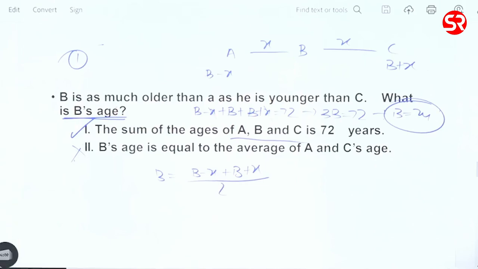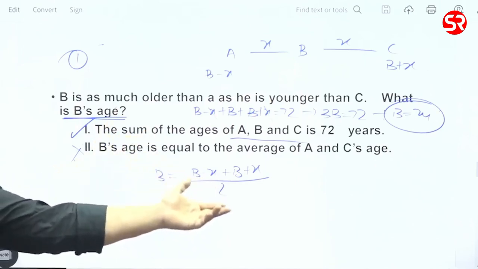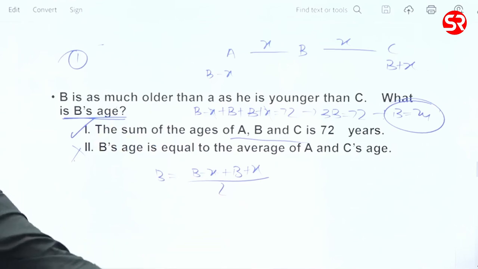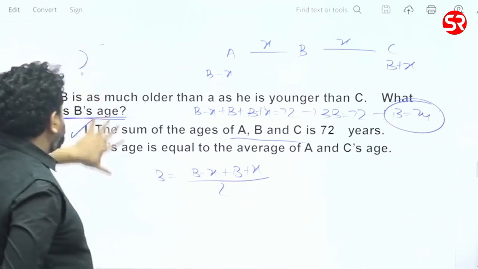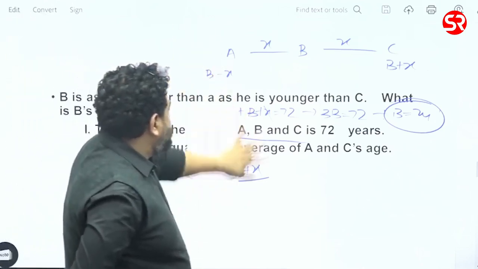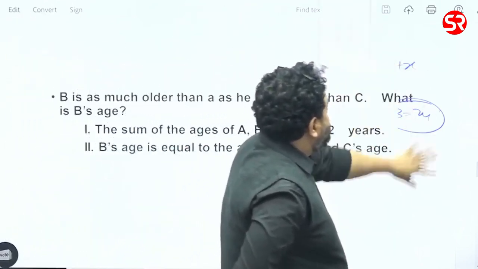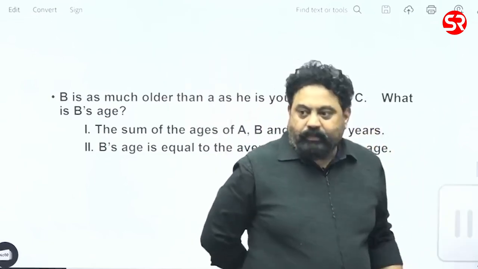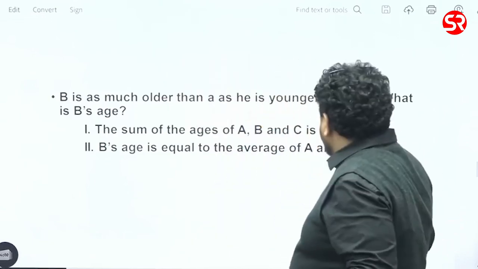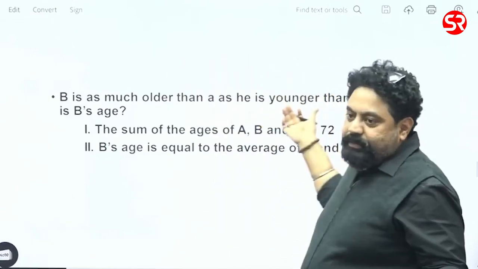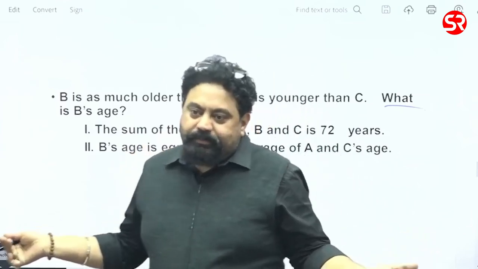I am not solving it intentionally because you don't have to solve. You have to understand that if 3B is equal to 72, the exact value of B will come for sure. I don't care. The question is what is B? I don't care.